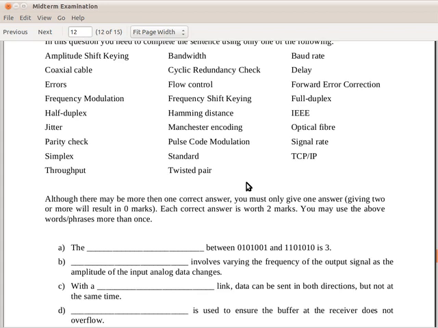And only 1 answer. If you give 2 answers, say you put in 2 different things here, and one of them is wrong, you get 0 marks. So don't try to just put everything in here and hope that I'll give you the marks.